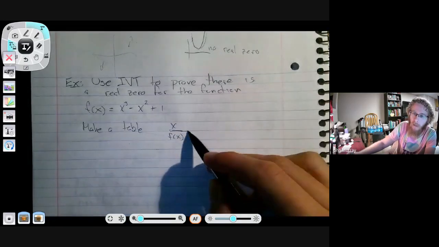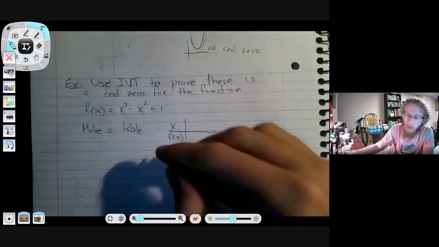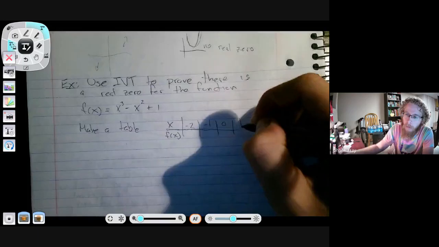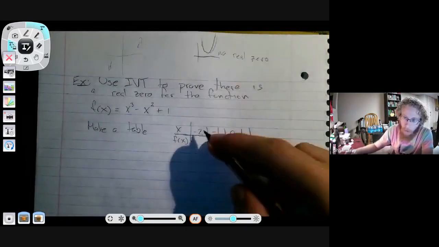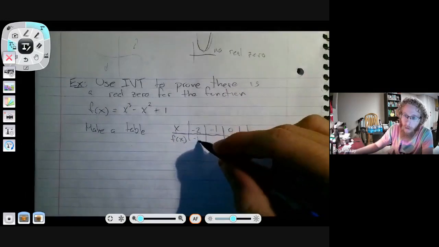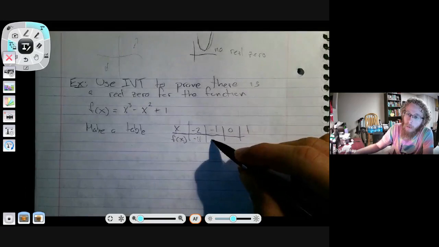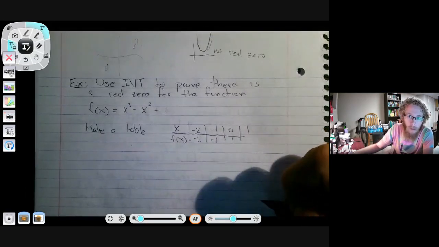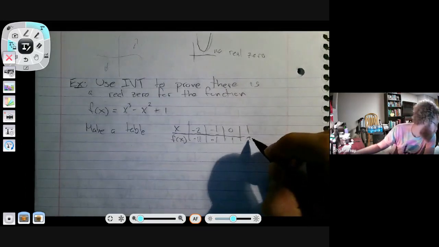So we're going to pick a couple x's. Let's do -2, -1, 0, +1. We're going to plug these in. I'll do the work for you. We plug in -2, we get -11. We plug in -1, we get -1. We plug in 0, we get +1. We plug in 1, we get also 1.